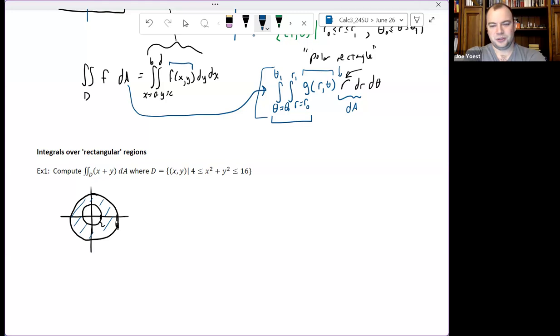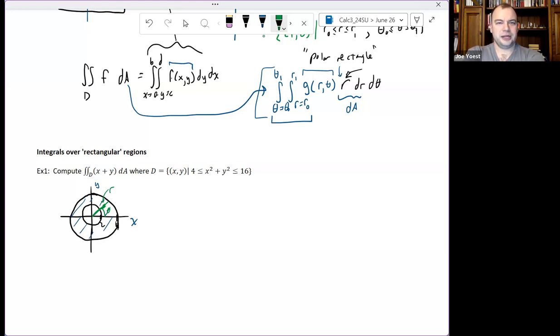It's not going to be super easy to represent this in terms of x and y. Maybe we could force it to work, but this definitely has that circularly symmetric feel to it. So can I represent this in terms of r and theta instead? Here I have some theta and some r for a given point that is in our domain.